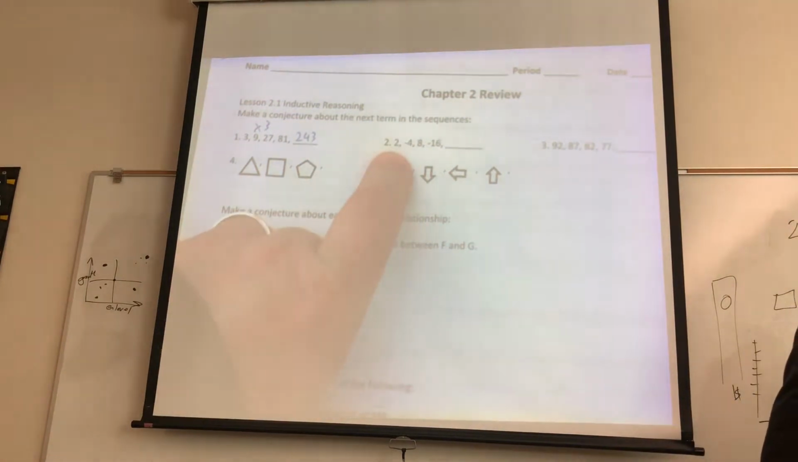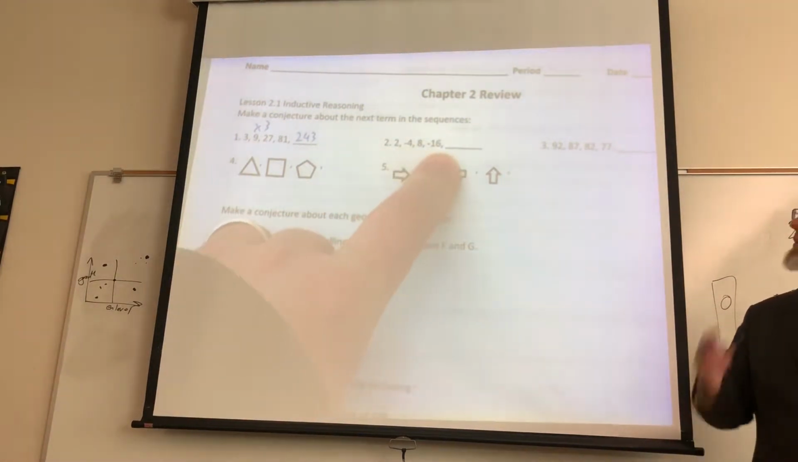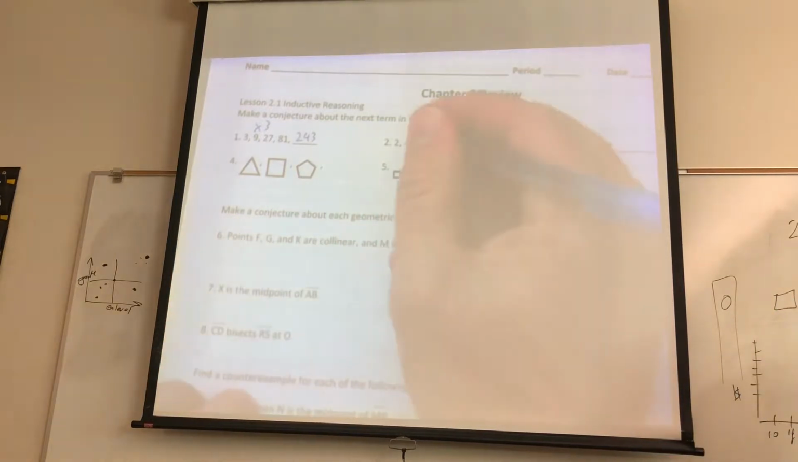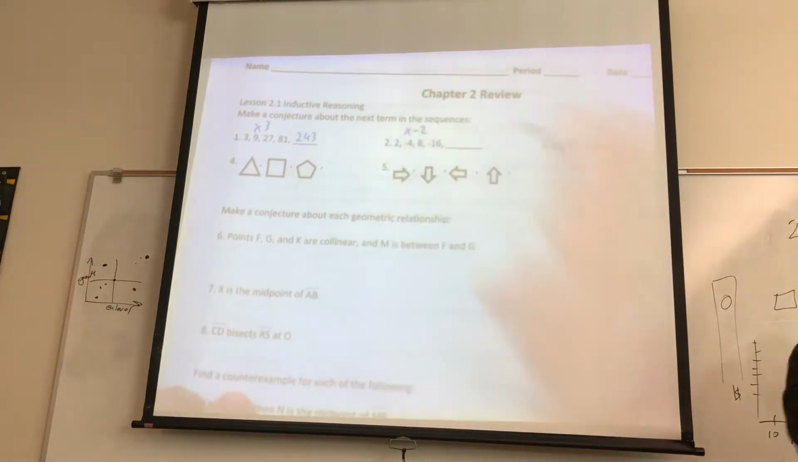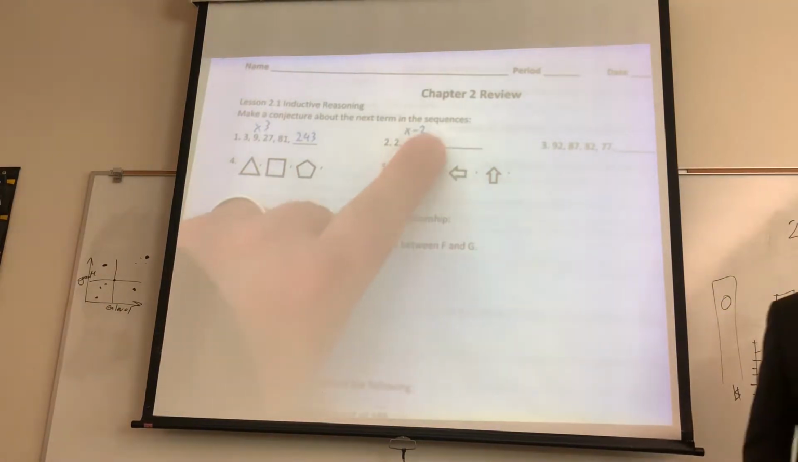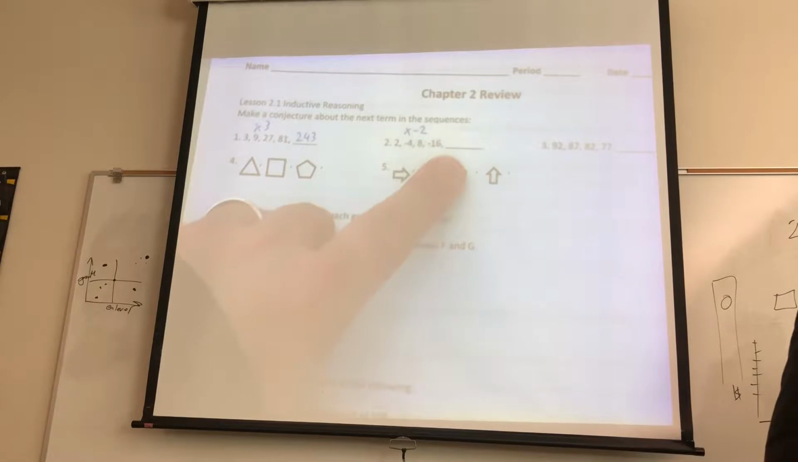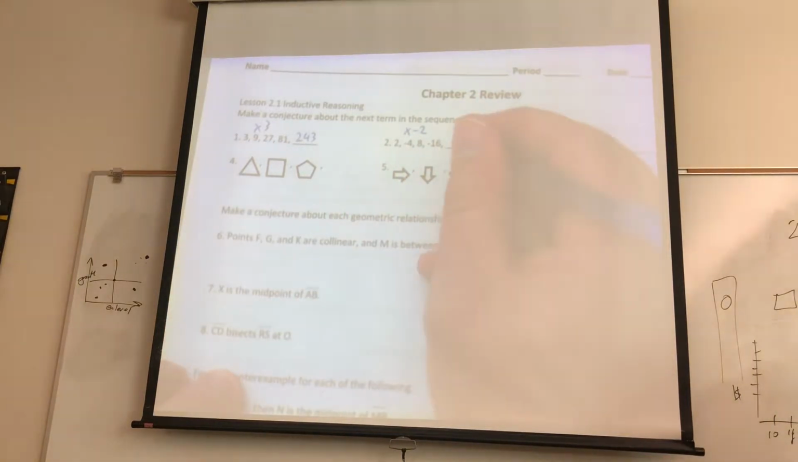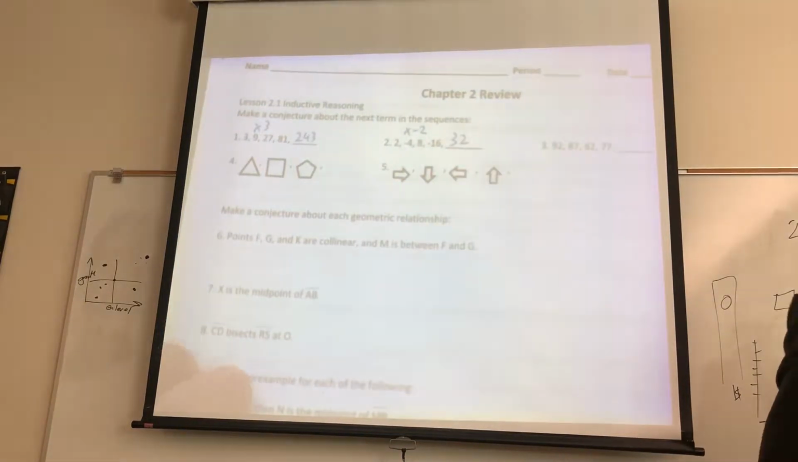On this one, it's times a different thing. We can see it go back and forth between positive and negative. So that's times a negative 2. 2 times negative 2 is negative 4. Negative 4 times negative 2 is 8. 8 times negative 2 is negative 16. So the next one should be a positive 32.